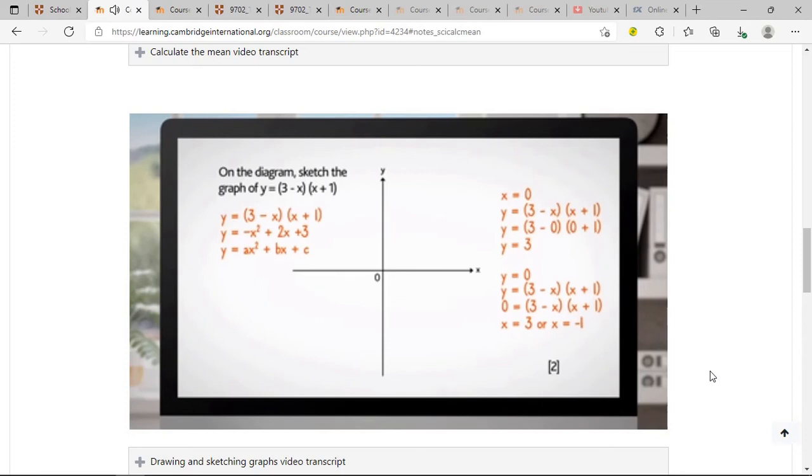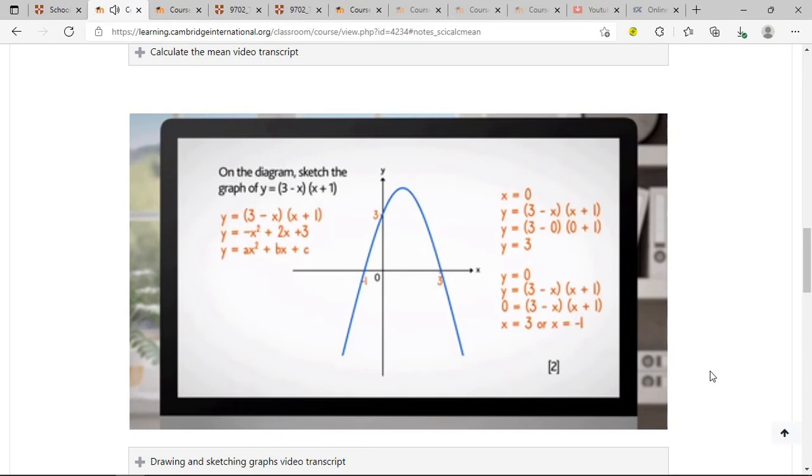As usual, there is no scale marked on the x-axis and the y-axis, and an approximate position is good enough when sketching the graph. You mark -1 and 3 on the x-axis and 3 on the y-axis, and then draw a smooth curve through these points. Again, if you find it difficult to sketch a curve through the points, sketch the curve in the correct position and then mark the points on afterwards.